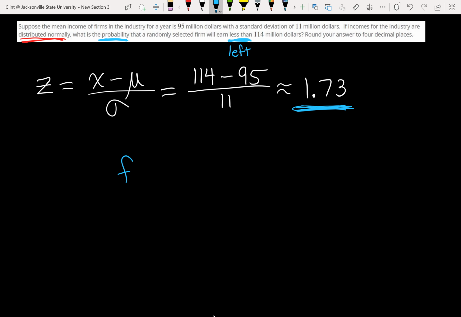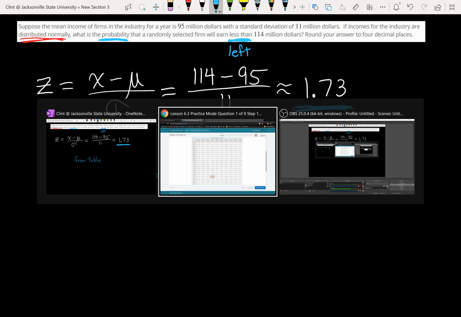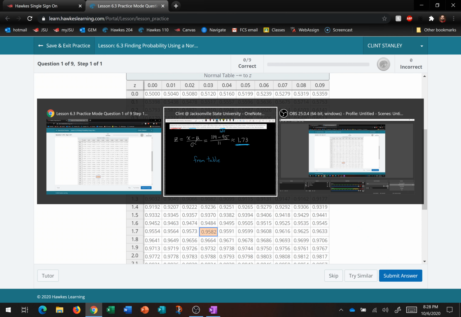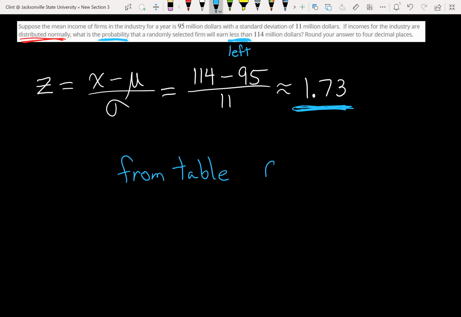So from the table, 0.9582. Okay, so if we change it to a percentage, we could say there's a 95.82% chance that a randomly selected firm would earn less than $114 million.